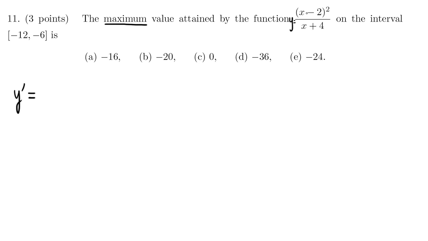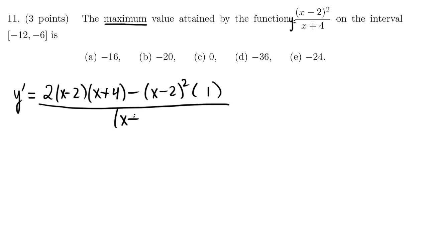So let's do the derivative. It's going to be quotient rule, right? So 2 times x minus 2. By the chain rule, that is the derivative of the top. And then I multiply by the bottom left alone. And then I leave the top alone. And I multiply by the derivative of the bottom.